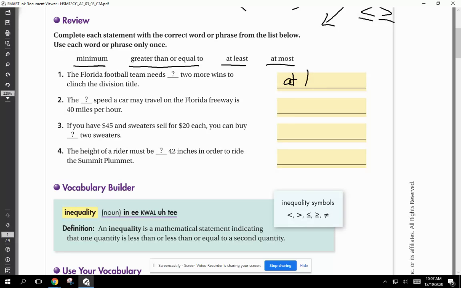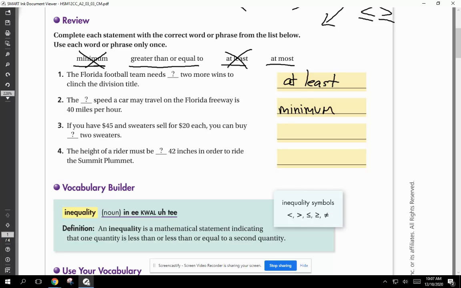Here's the word at least. So we did that word. The blank speed of a car may travel on the Florida freeway is 40 miles per hour. And that's the minimum. Most highways have a minimum of 40 miles per hour. I'm not sure if you guys know that because you're just new drivers, but that's what the minimum speed on most highways is, 40.